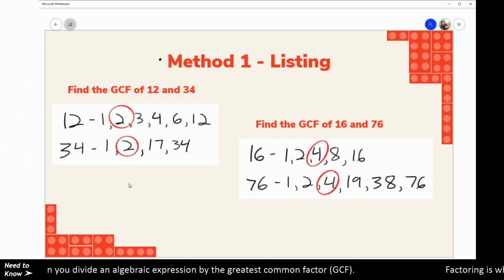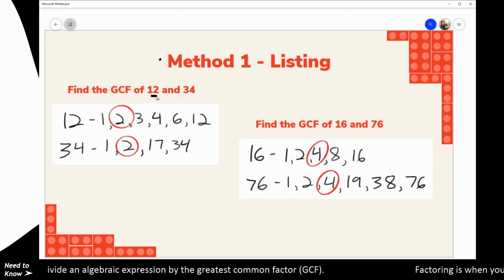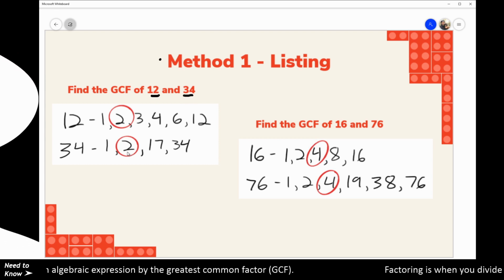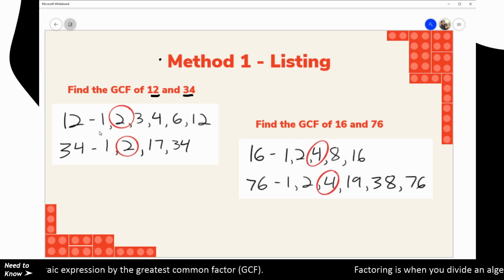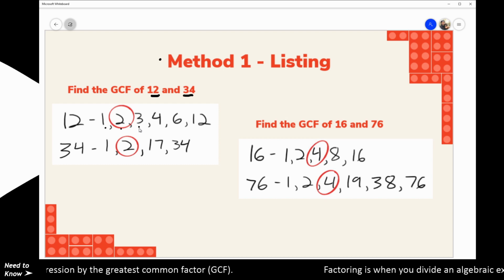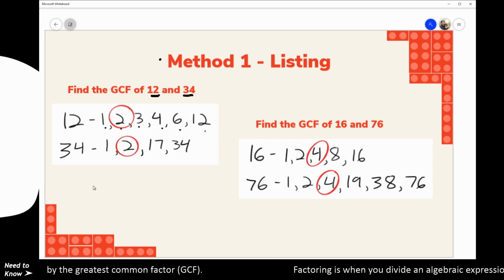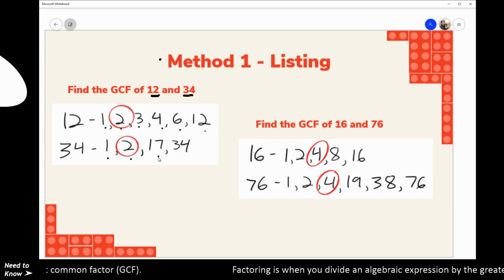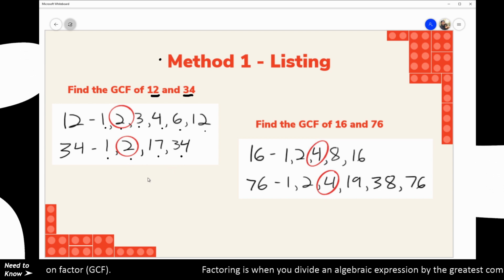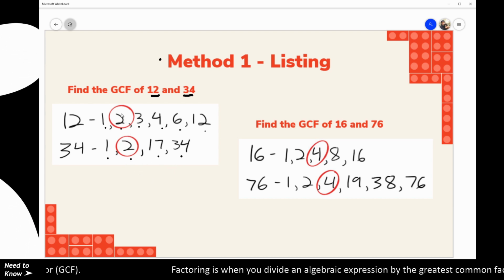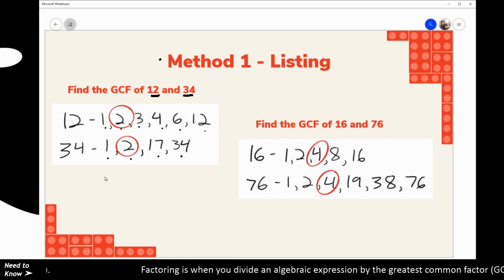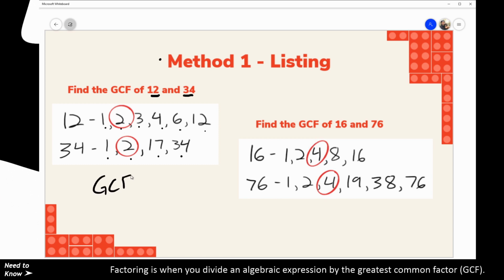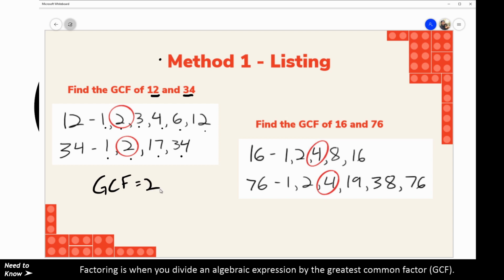Let's review method 1. So let's find the GCF of 12 and 34. So the first step is to list all the factors. So the factors of 12 are 1, 2, 3, 4, 6, and 12. The factors of 34 are 1, 2, 17, and 34. The only common number in both lists is a 2. So the GCF of 12 and 34 equals 2.